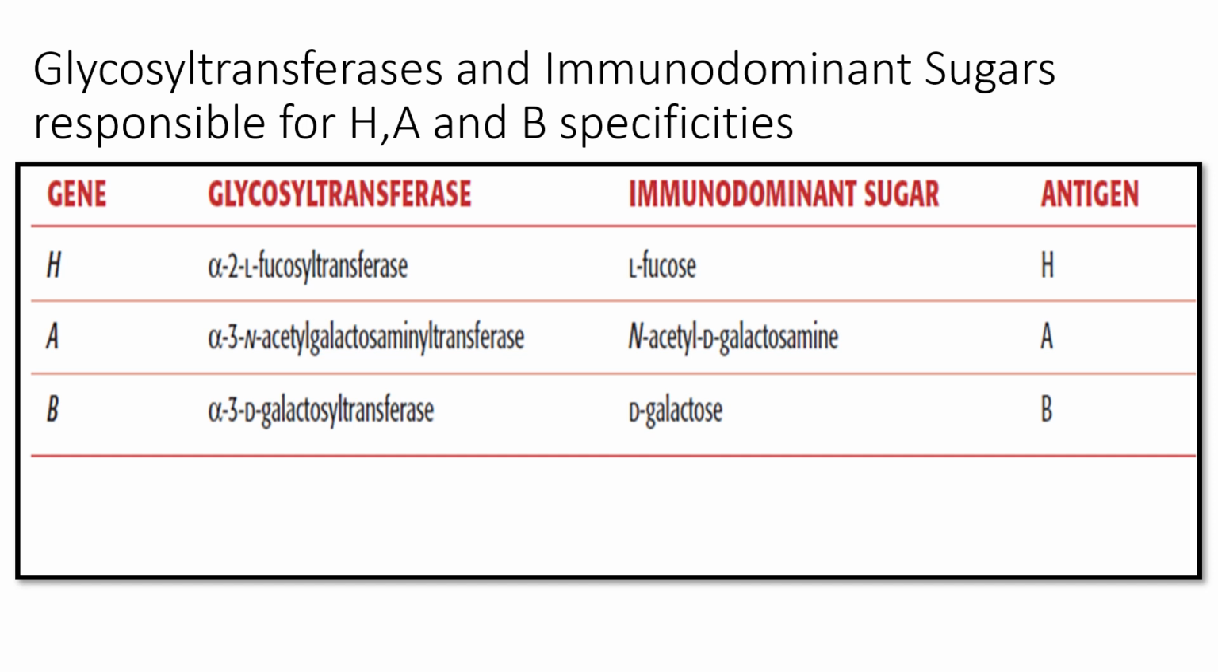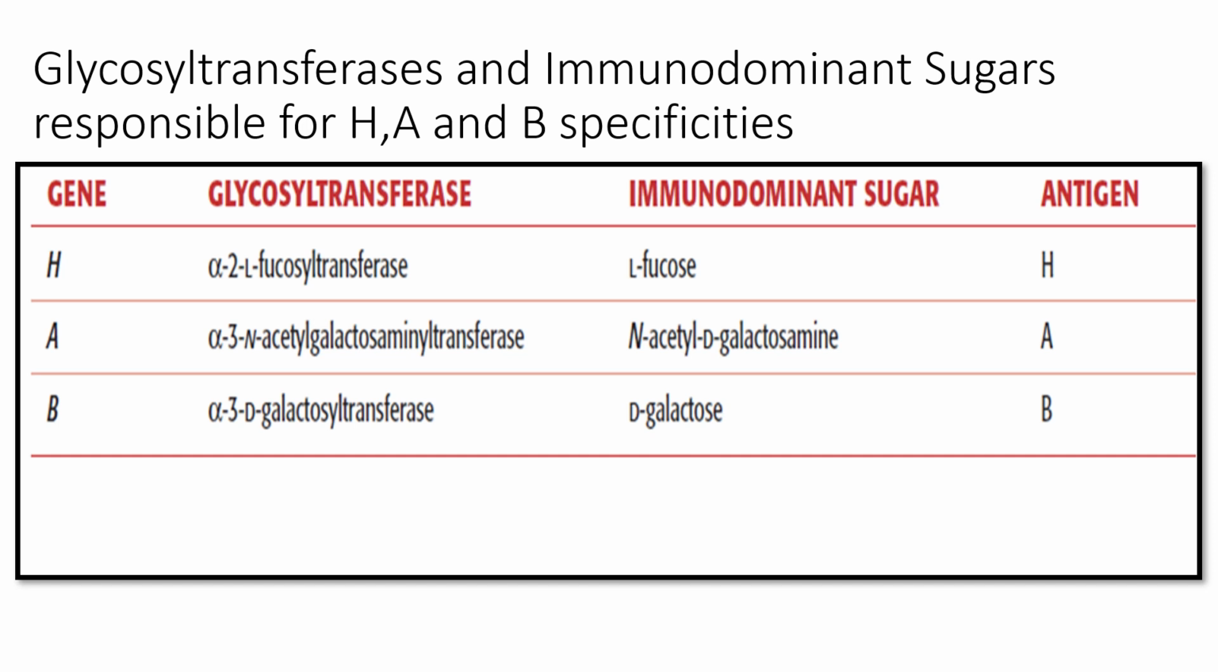So what are the genes' names? I have simply put it as FUT1, FUT2, FUT3, but the exact name, if you see, the H antigen is alpha 2 L-fucosyl transferase. And what is the immunodominant sugar? It adds a fucose. So once the fucose is added, the antigen becomes H.